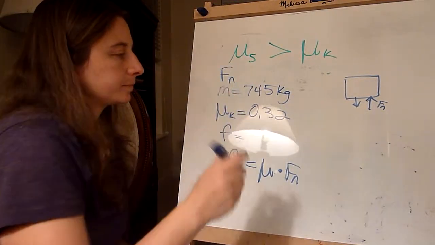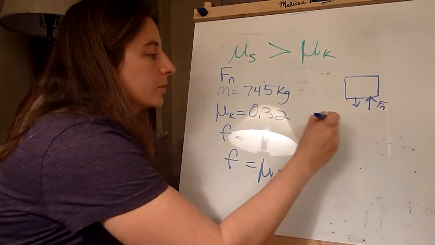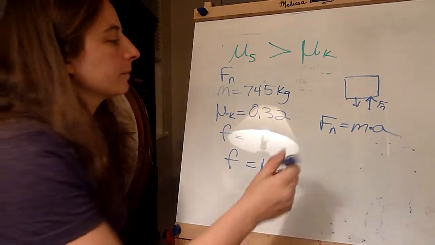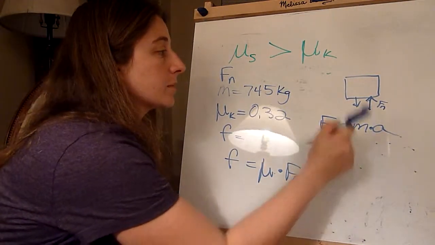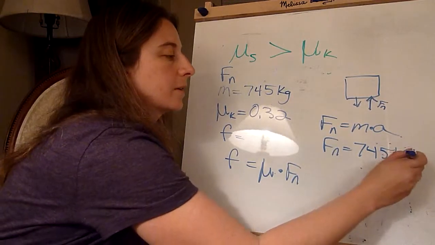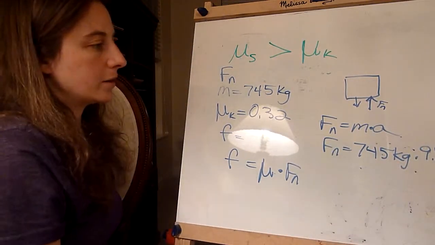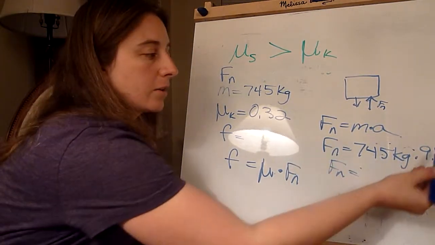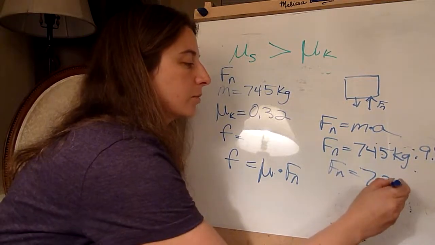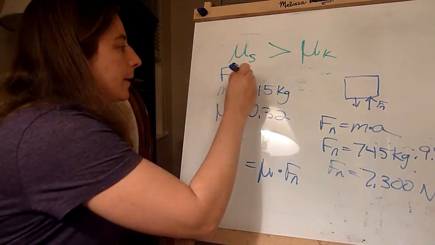Here, I'll put it up here. I need to know what that is before I can do anything. And my normal force, of course, is equal to mass times acceleration. When in doubt, go back to Newton's second law. Normal force equals mass of the box, 745 kilograms, times acceleration, assuming we're on Earth, 9.8 meters per second squared due to gravity. If we type that into our calculator, we keep two significant figures because of gravity, and we end up with 7,300 newtons, kilogram meter per second squared, as the normal force.